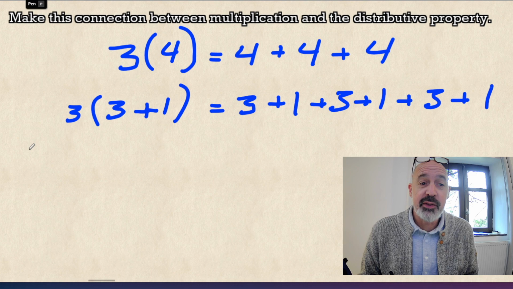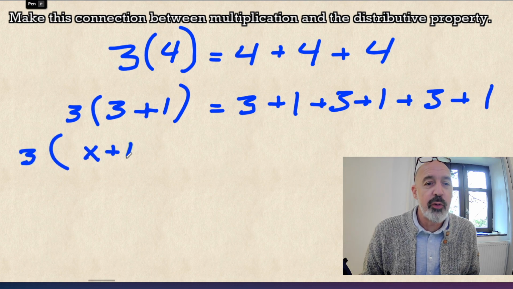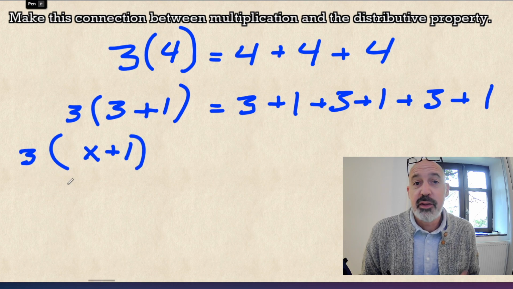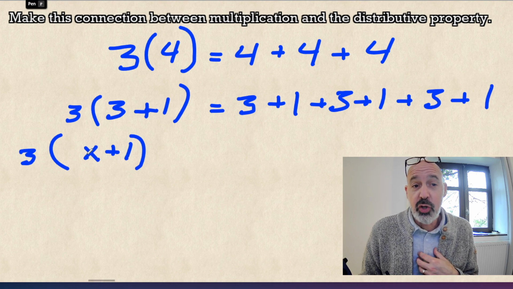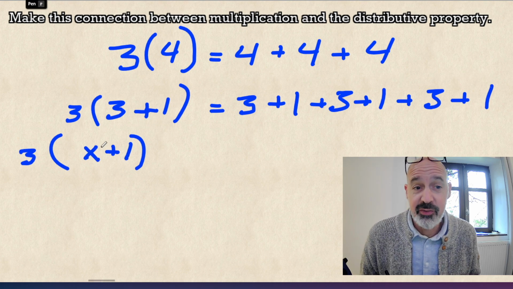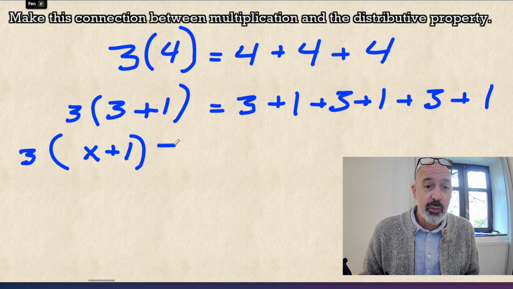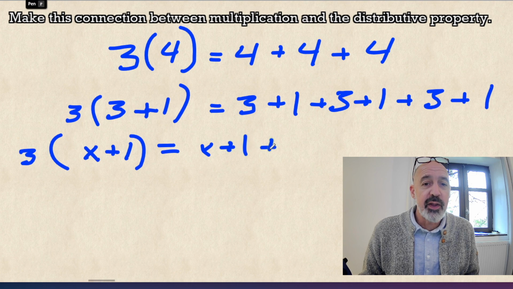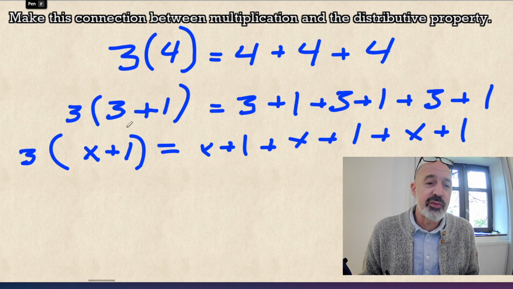Now the last piece is to then connect 3 times x plus 1. Now we don't know what part of this expression is because there's a variable, which by definition means it could be anything we don't know. It's no longer all just constants. So what can I do? Well, I can recognize this is still repeated addition. Instead of 4 plus 4 plus 4, it's x plus 1 plus x plus 1 plus x plus 1, because it's this factor 3 times.